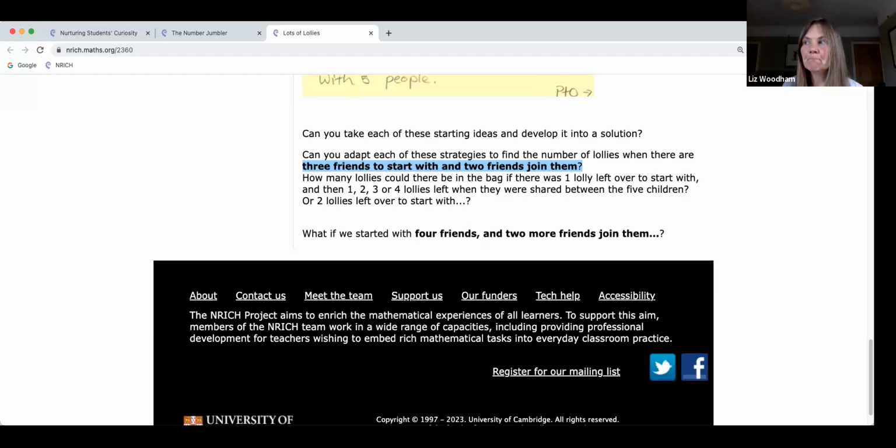So I think this problem, for me, sort of exemplifies a couple of different ways of potentially building on students' curiosity. One is by offering them a range of strategies, so that you get that sense of, oh, I didn't think about trying that way. Yes, let's have a go at that. So hooking me in that way.